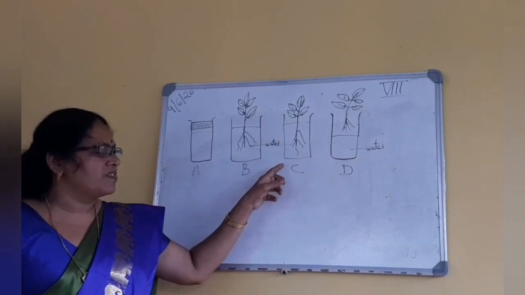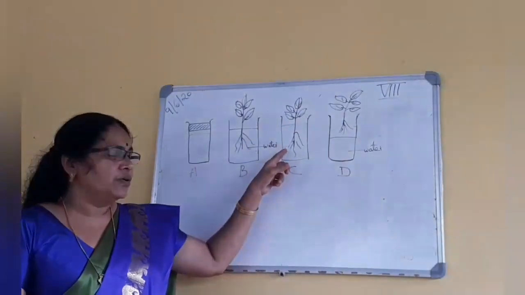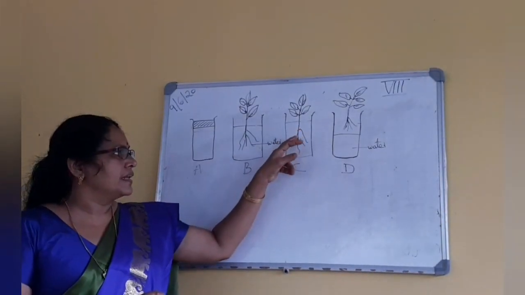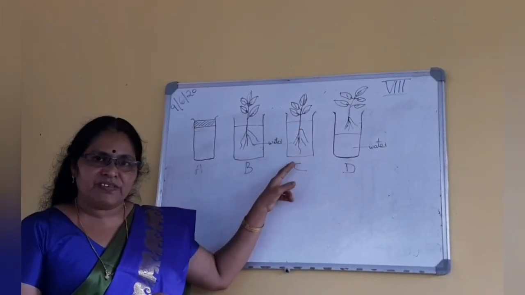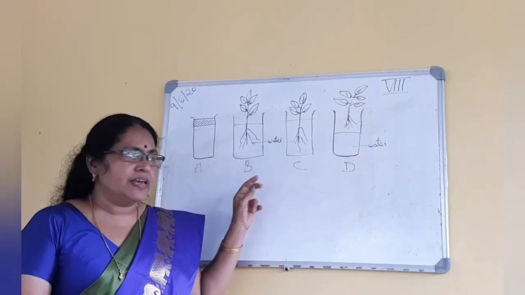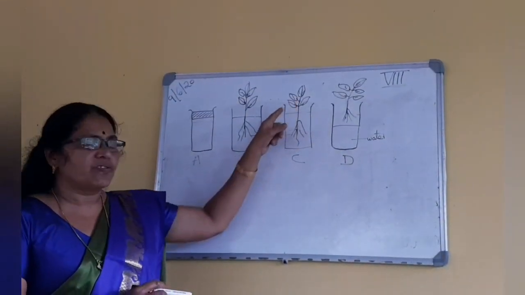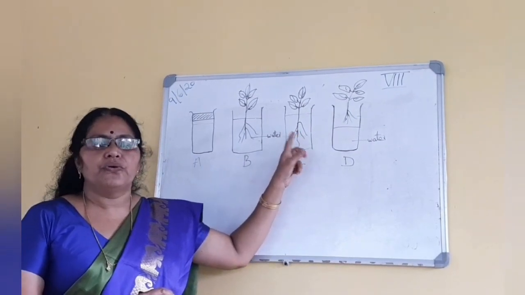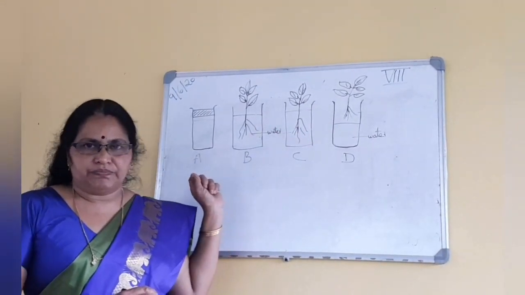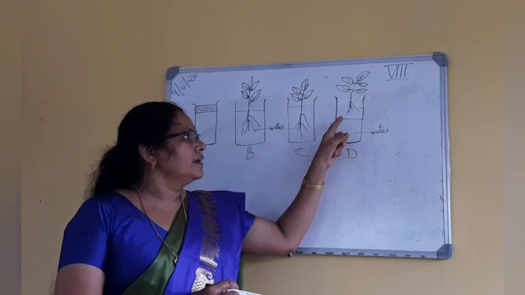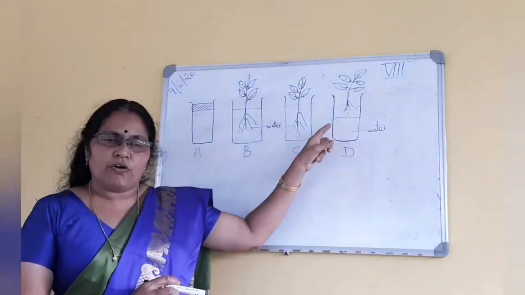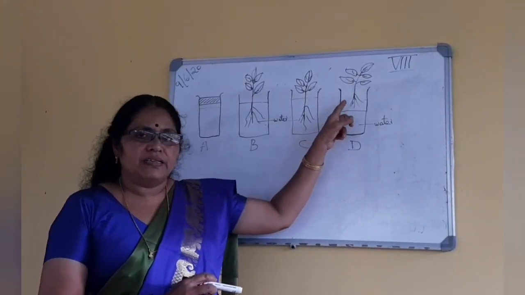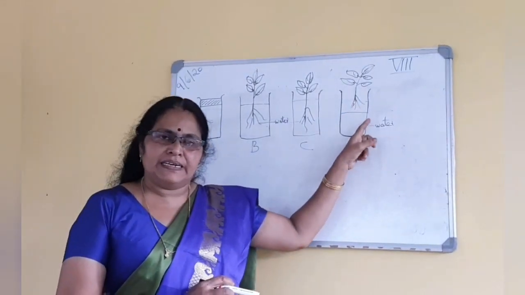Then in test tube C, here we took colored water. So the water level decreases in setup C, and also you can see the stem and the leaves of this plant will change to red in color. And here the roots of the plant are not touching the water, so after a few hours the plant will be wilted.